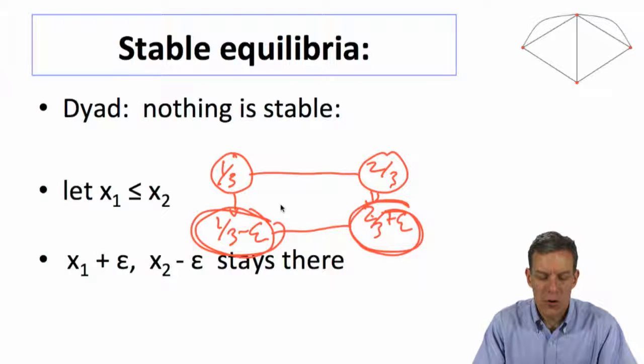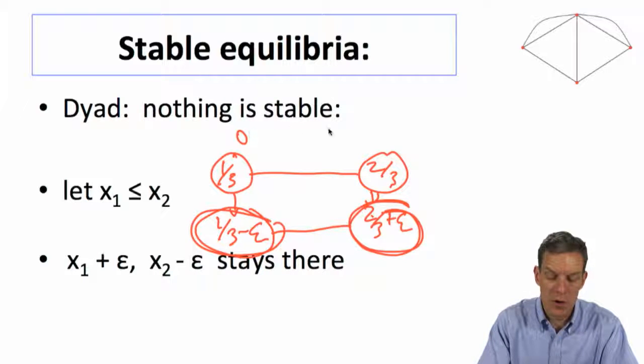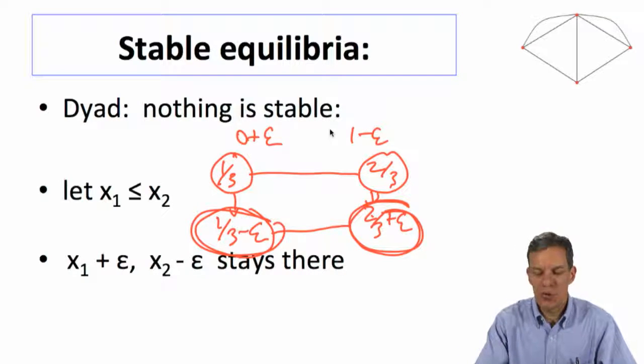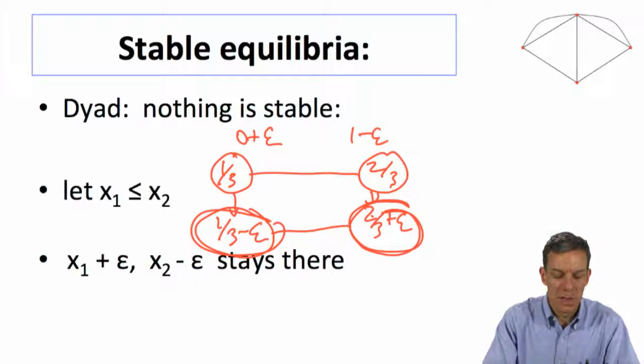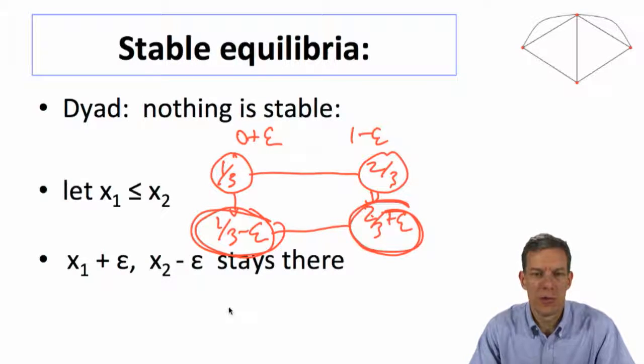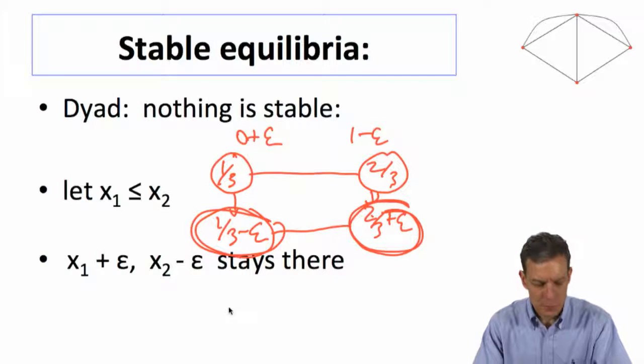Okay. So in a dyad, no matter what numbers you put in there, we could put in 0 and 1 and have this go to 0 plus epsilon, 1 minus epsilon. So no matter what numbers you put in, as you perturb this, it would stay there. So as long as x1 is less than or equal to x2, add a little bit to x1 and subtract a little bit from x2, you would stay there. So you're in a situation where you end up not having any movement in terms of the perturbation, nothing stable.